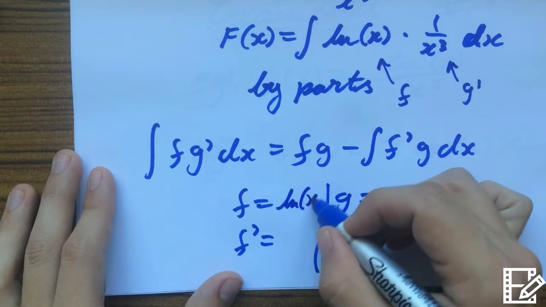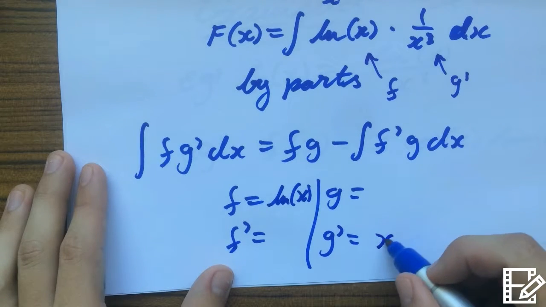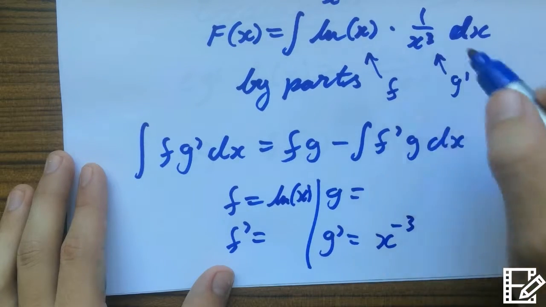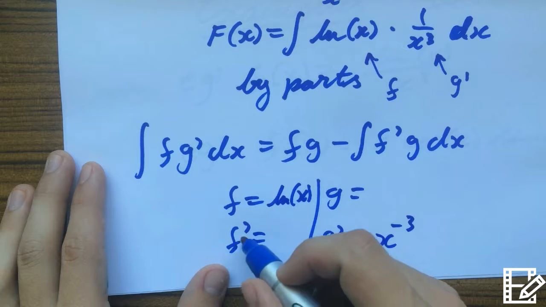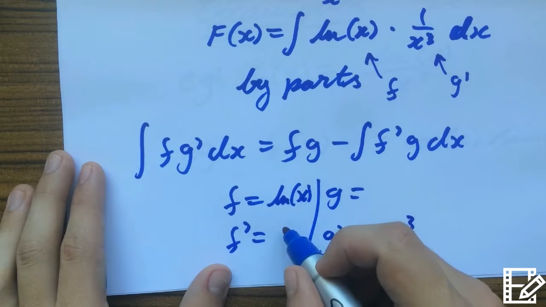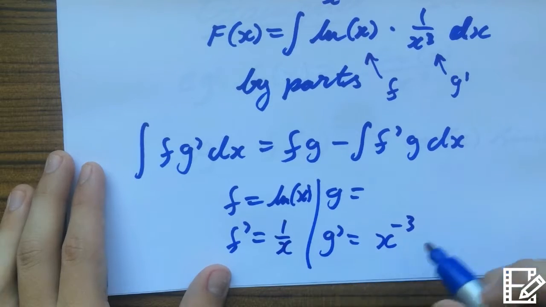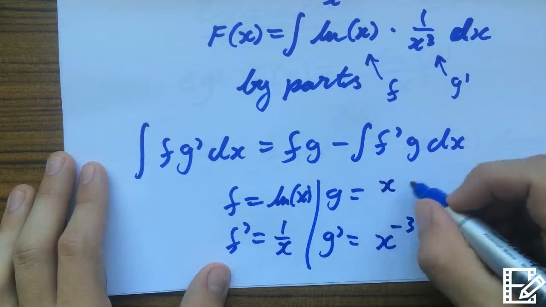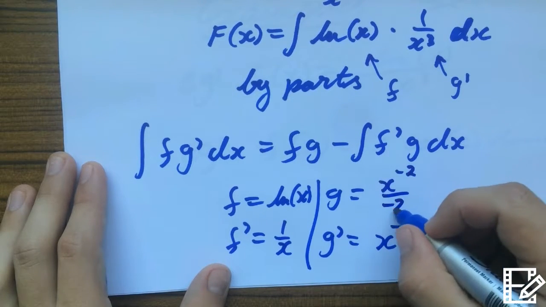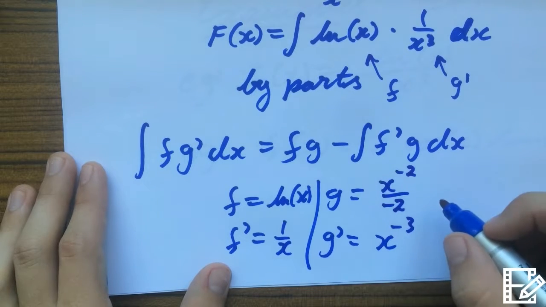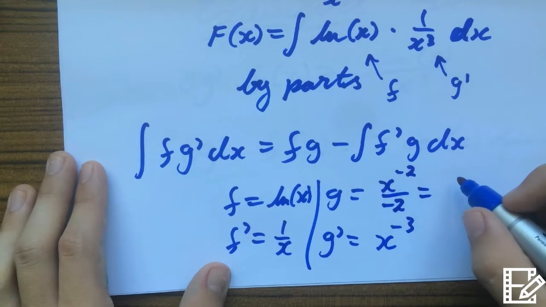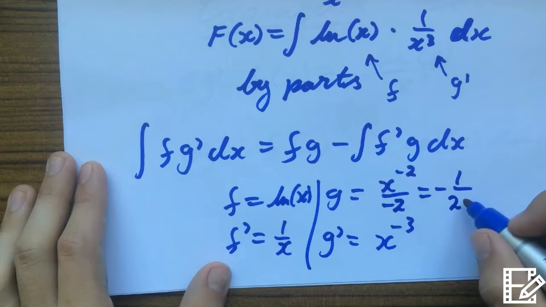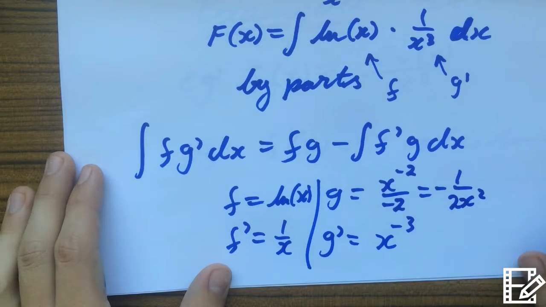So ln of x will be f, and g dash will be x to the power of negative 3, because x to the power of negative 3 is the same as 1 on x cubed. So the derivative of f, I should say, is 1 on x, and the integral, you add 1 to the power and divide by the new power, so that'll be x to the power of negative 2 on negative 2, because you add 1 to negative 3 and you get negative 2. This will end up looking like negative 1 on 2x squared.